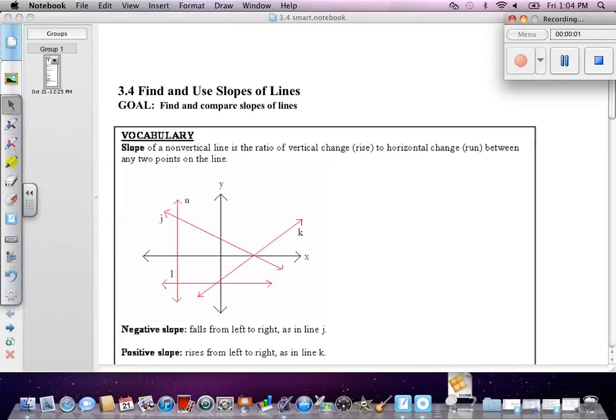All right, we're going to look at 3.4, finding the slope of lines. The slope of a non-vertical line is the ratio of the vertical change, rise, to the horizontal change, run, between any two points on the line.